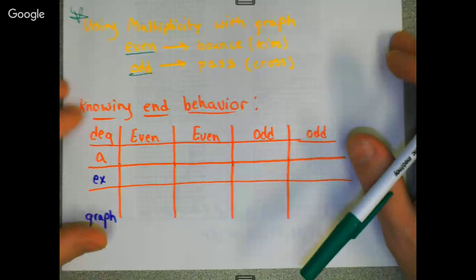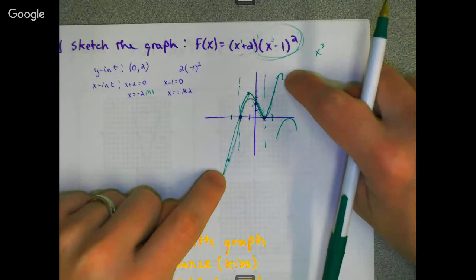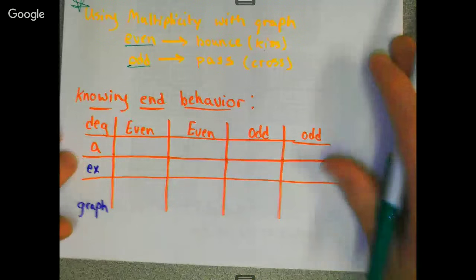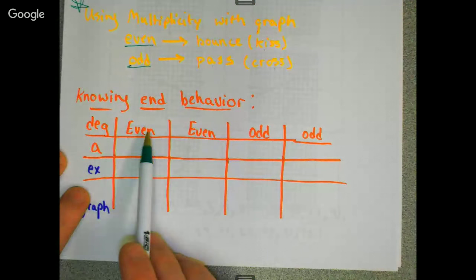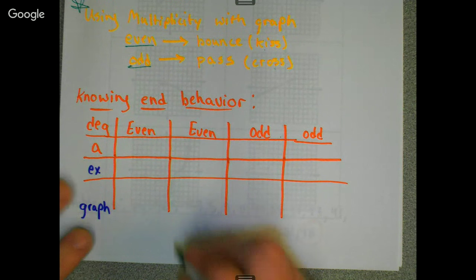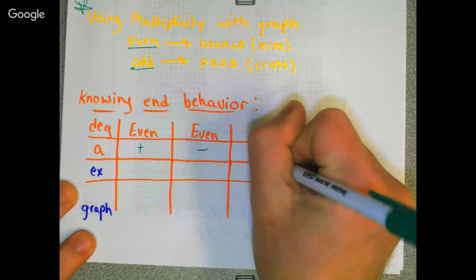Okay, so end behavior. End behavior is what happens at these arrows. That's my end behavior. As it goes on, what's going on with my graph. So we've got our certain degrees. We can either have odd or even degree. We can have A, which is my leading term. A can either be positive or negative.